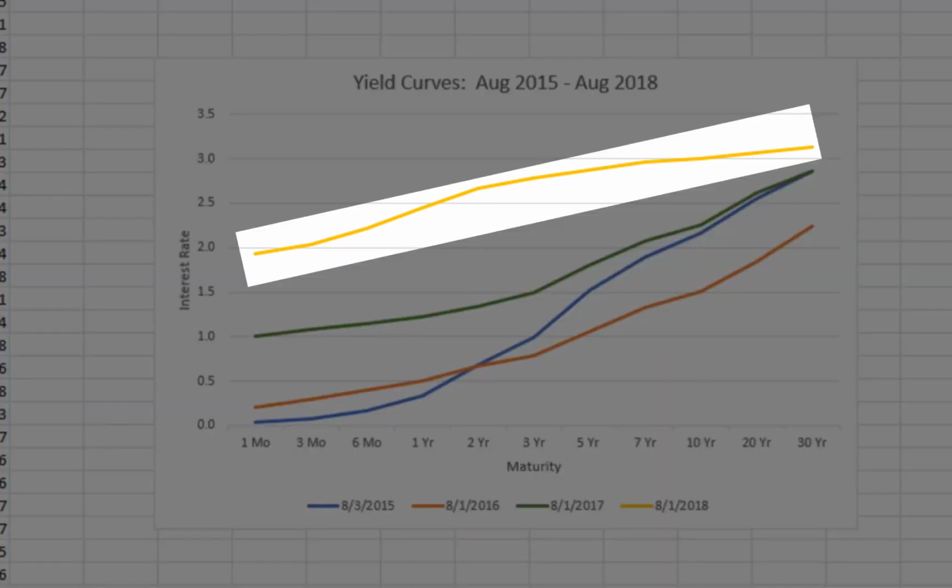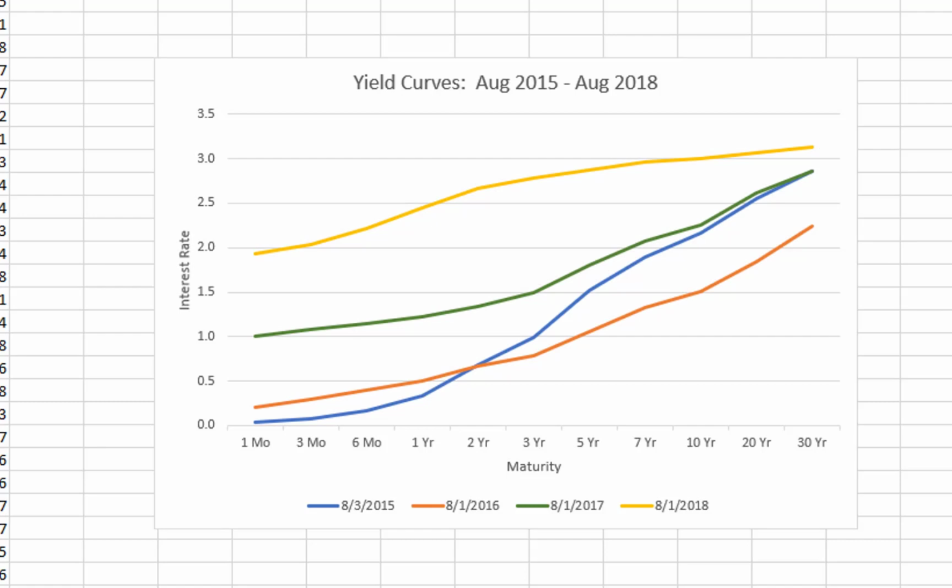The most recent one is much flatter. It starts at just a shade under 2% for the short-term rates, the 1-month rate, and it goes to just a little bit over 3% at the longest end of the yield curve. So just a 100 basis point increase over the 30 years as opposed to the 300 basis point increase back in 2015. So the yield curve over time has flattened, and actually flattened quite a bit over the past 4 years, and interest rates have raised as well.